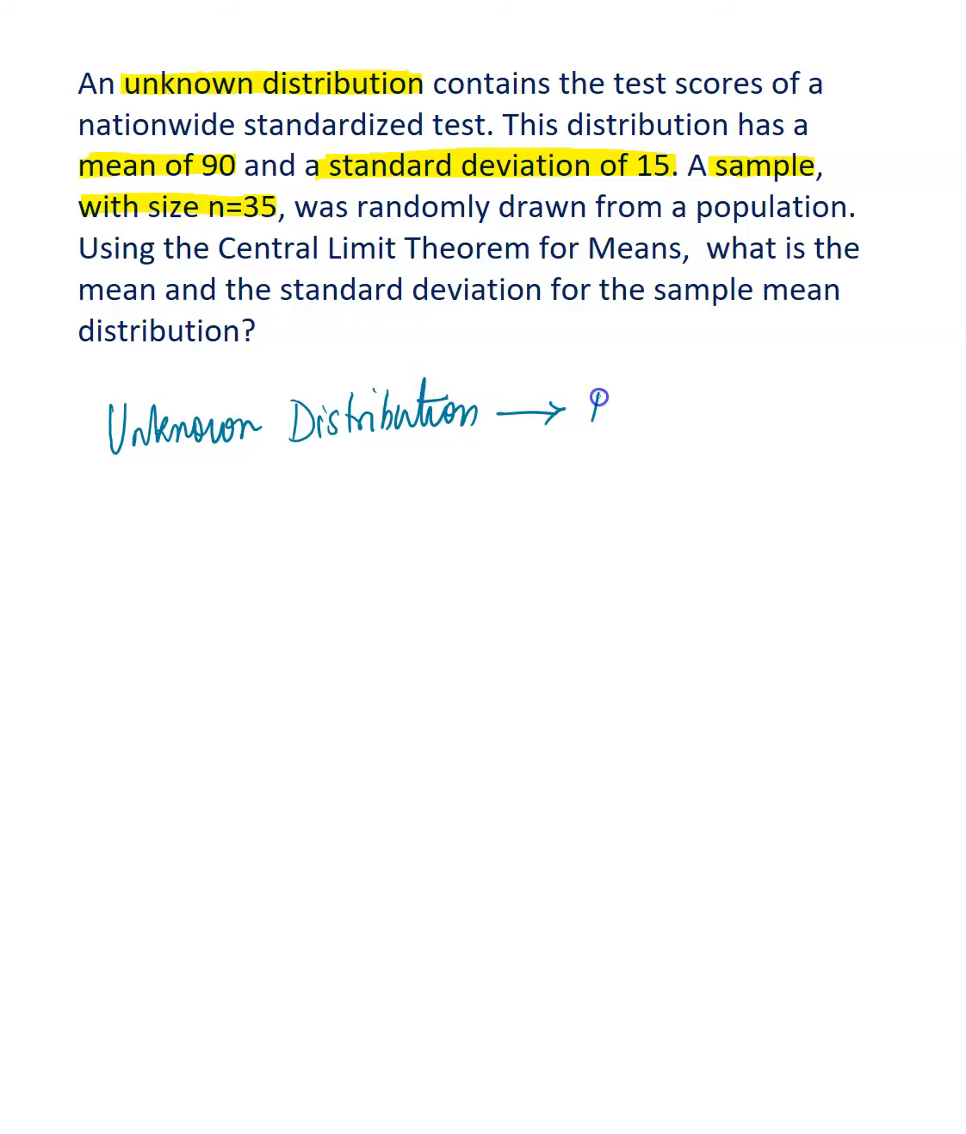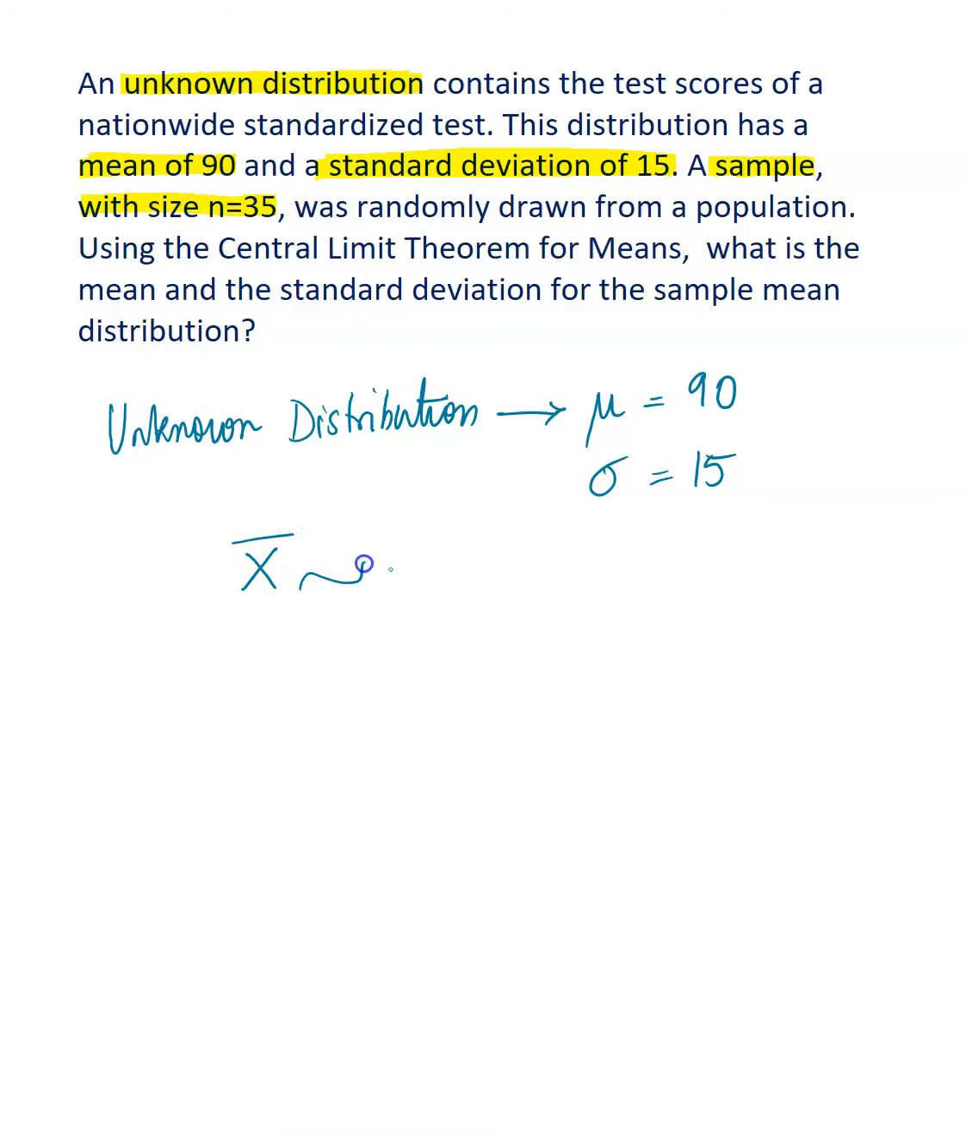And that distribution has mean 90 and sigma, the standard deviation, 15. So these are the details given to us. Now we are asked to find the standard deviation and mean for the sample mean distribution.